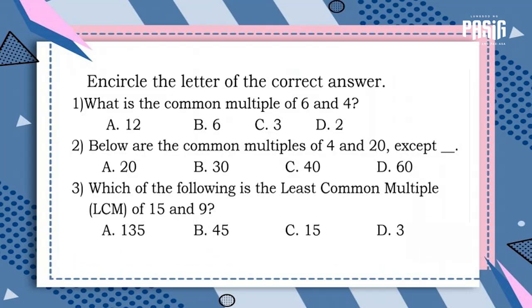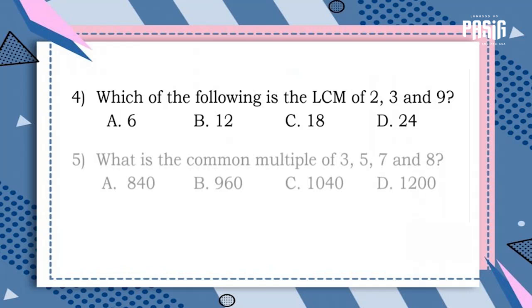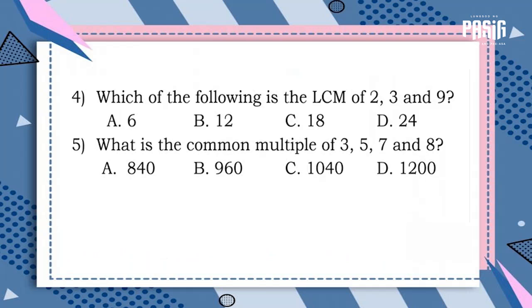Question number 3. Which of the following is the least common multiple, or LCM, of 15 and 9? A, 135, B, 45, C, 15, or D, 3? Question number 4. Which of the following is the LCM of 2, 3, and 9? A, 6, B, 12, C, 18, or D, 24? Question number 5. What is the common multiple of 3, 5, 7, and 8? A, 840, B, 960, C, 1040, or D, 1200?